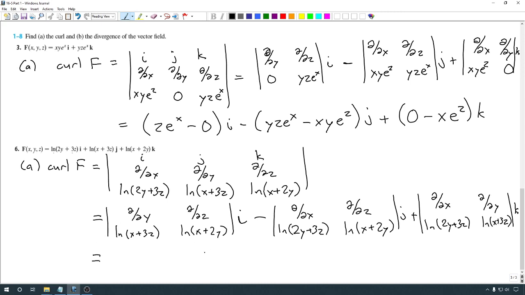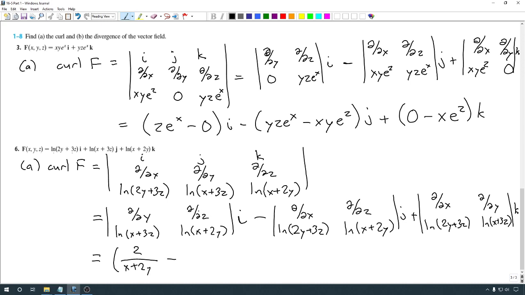Alright, now we actually get to take our derivatives. We take the derivative with respect to y of the natural logarithm of x plus 2y. Remember, for the natural logarithm, we end up with the derivative of the inside on top, and the original inside on the bottom. So we have an x plus 2y down here. The derivative of x plus 2y with respect to y is going to be 2.